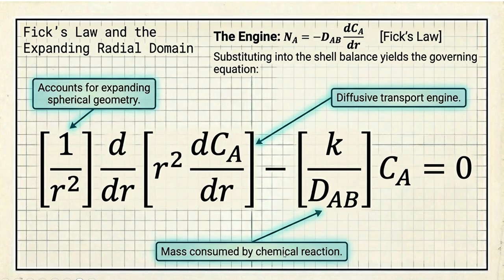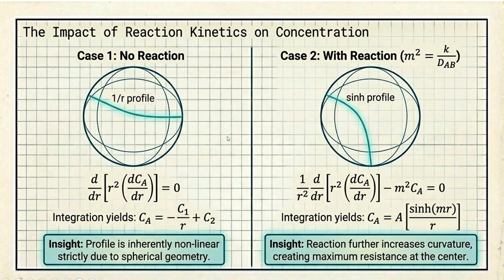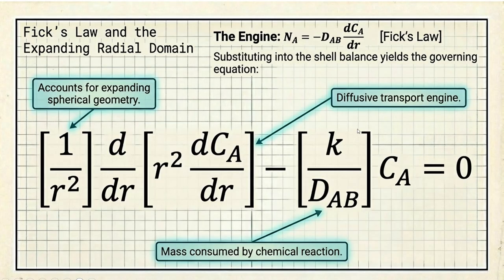So this term accounts for the mass consumed by chemical reaction in the generation of product. This term accounts for the diffusive transport of the required quantity, and this term accounts for the expanding spherical geometry of the system. So impact of reaction kinetics on concentration. This is with no reaction. No reaction, as I said, this term will get cancelled out, so we will have only this term.